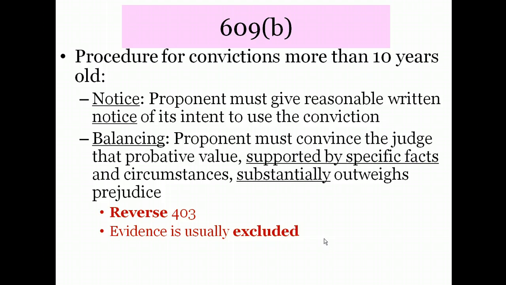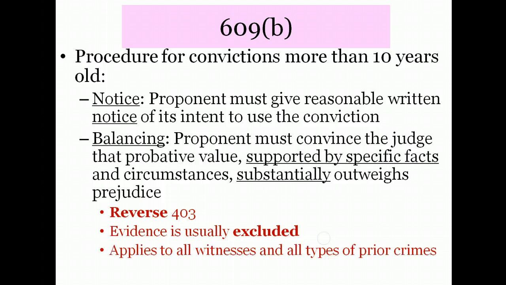Evidence is usually excluded under Rule 609(b), and please note that this applies to all witnesses and all types of prior crimes. So even a crime that would normally qualify under 609(a)(2), say a prior conviction for perjury, will be treated under Rule 609(b) if it is more than 10 years old.